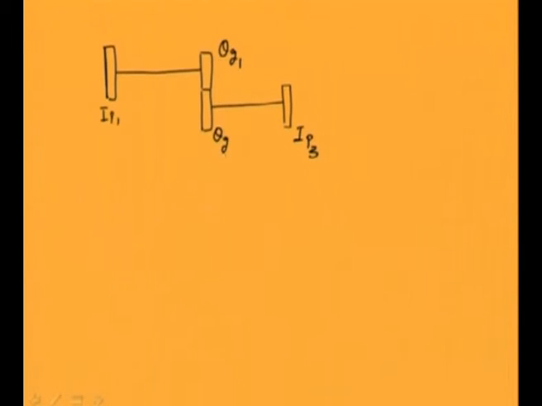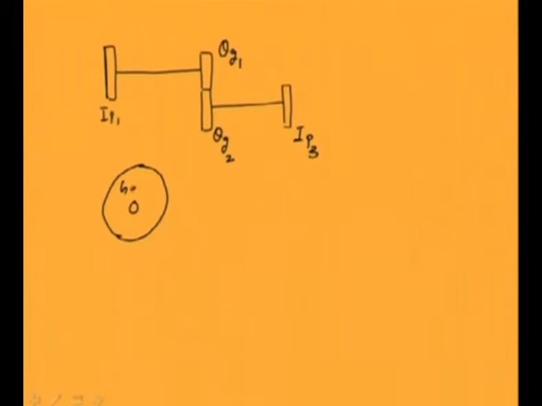Let us take a gear like this. This is a rotor, let us say IP1, this is a gear, this is another gear, and it is connected through a shaft to another rotor, let us say this is IP3. Now the displacements of the gears are theta G1 and theta G2. Now let us draw the gears separately.